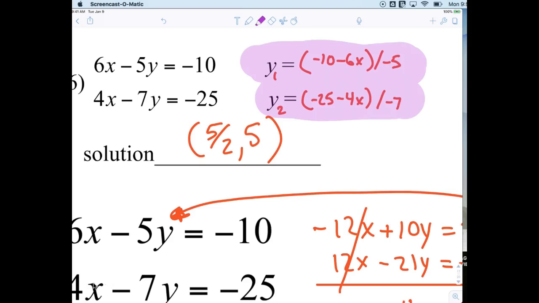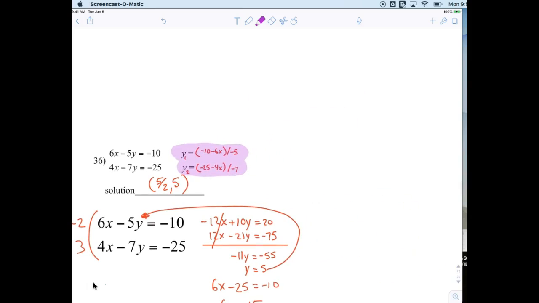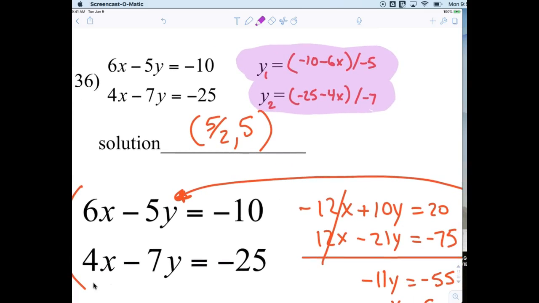Somebody else. Yes, sir. I have a question on 36. So, why is it negative 25 minus 4x divided by negative 7? Why is it negative 25 plus 4x? Because I moved the 4x over, so it becomes negative. Oh. Yes, sir.